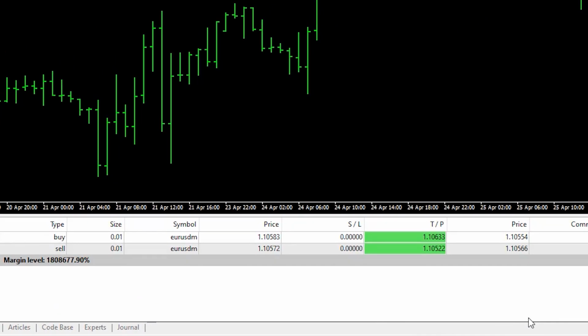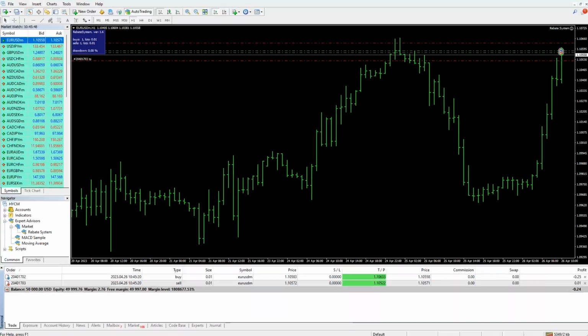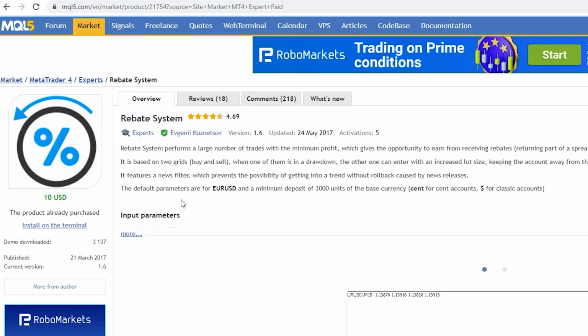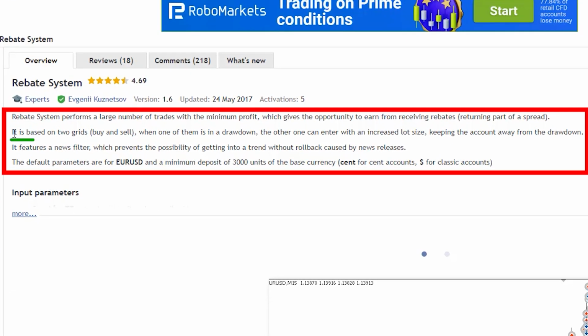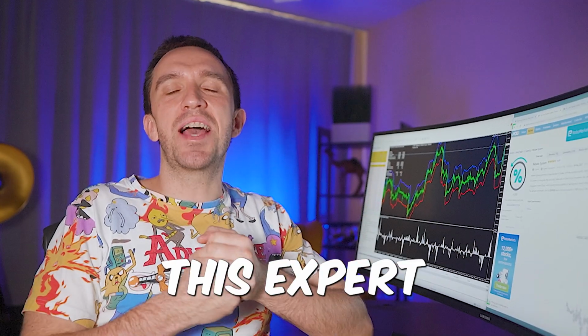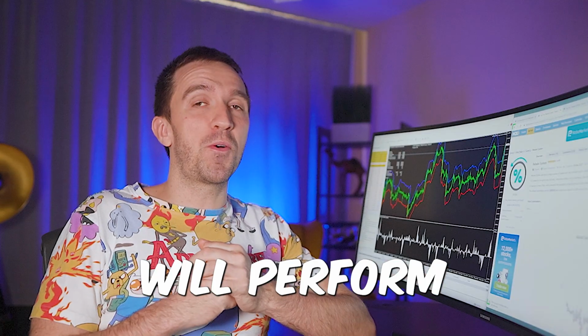That's really interesting. But if you look at the description, I'll just go back to the product, you will see that the strategy behind the robot is based on 2 grids, buy and sell. When one of them is in a drawdown, the other one can enter with an increased lot size, keeping the account away from the drawdown. So I'm really excited to see how this expert advisor will perform in my account.